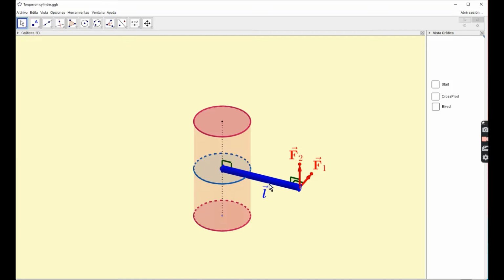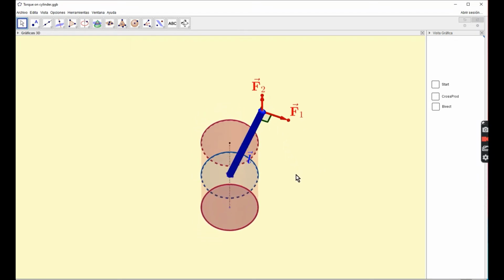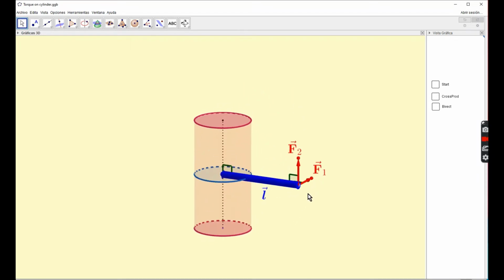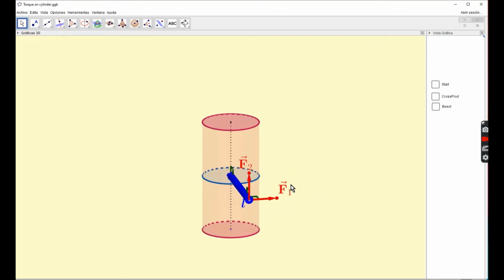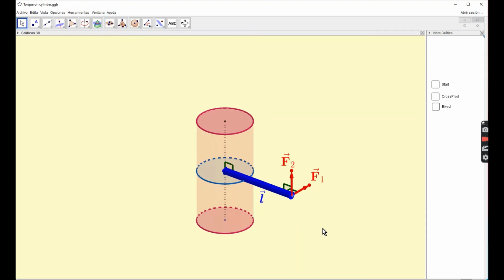We have a cylinder with a rod sticking out of it, and two forces acting upon the rod. Now, we know that the torque produced by F2 here is going to be kind of like that, and the torque produced by F1 is going to be more like that. So torques have a directionality, in a sense, that we want to be able to capture through the mathematics that we use to describe them and calculate with them.